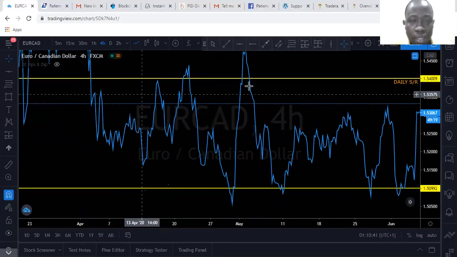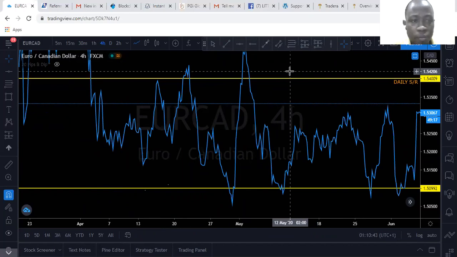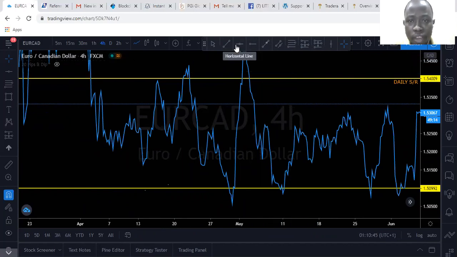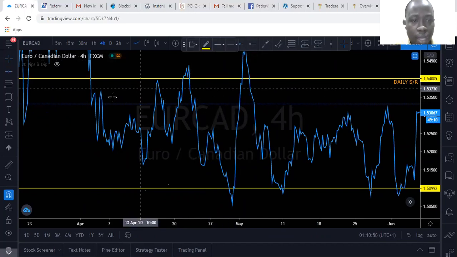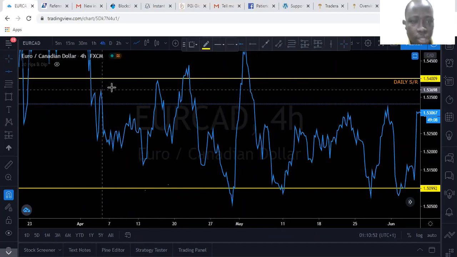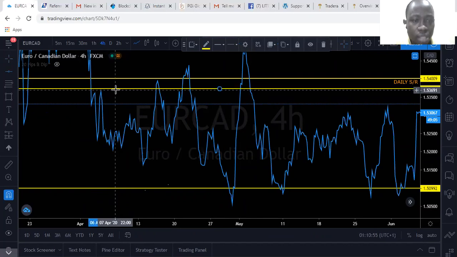So here on the line chart, I'm going to identify on the 4-hour time frame. I also want to identify my support and my resistance. So how do I do that? I click on the sharp points on this line chart, the sharp edges on this line chart.